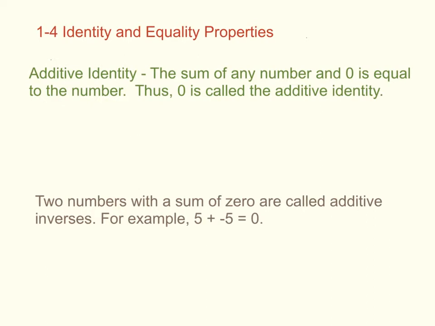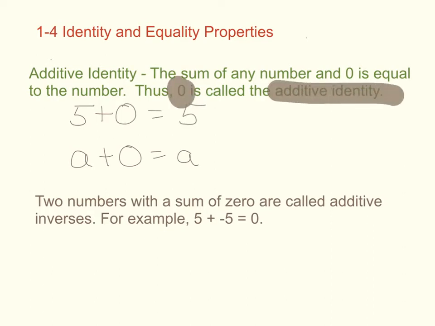The additive identity property says that the sum of any number and 0 is equal to the number. So 0 is then called the additive identity. For instance, the sum of any number, and we could literally pick any number, and 0 is itself. That's an example of the additive identity property. We could generalize it with variables and say that a plus 0 is equal to a. So 0 is called the additive identity.